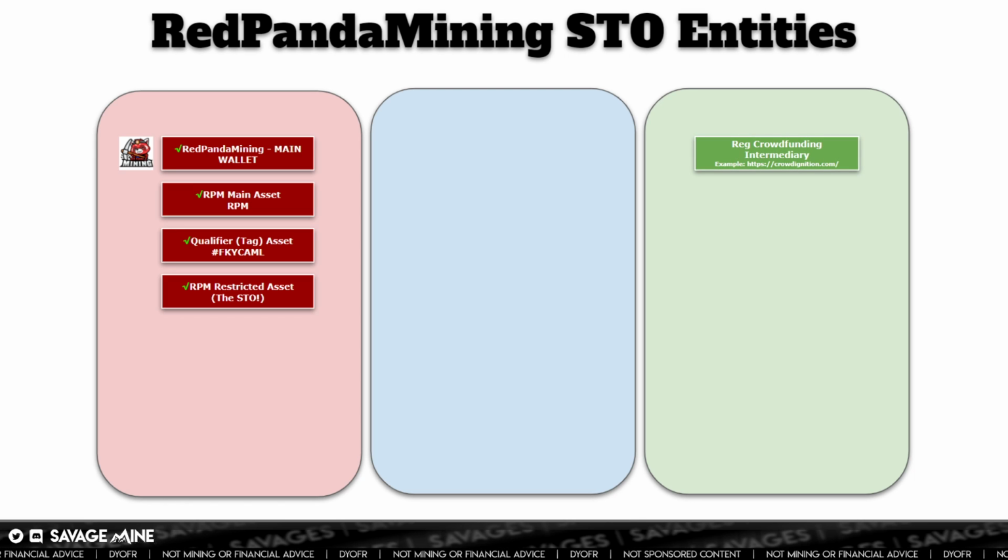In real life, you would most likely have Red Panda Mining listed on an STO offering platform, like a heavily regulated website that can offer customers or investors a way to invest in STOs listed on their site. So that's basically an intermediary between the actual company or STO and the users.